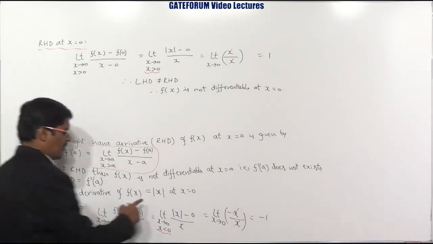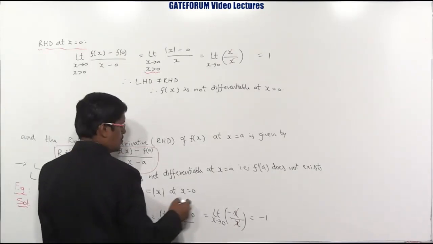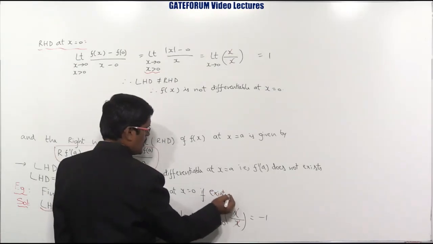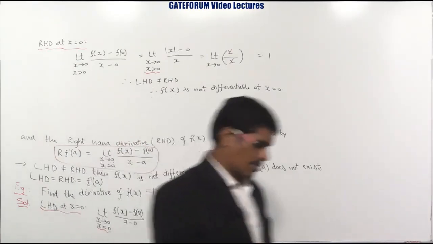So here the question is: find the derivative of f of x is equal to mod x at x equal to 0, if it exists. You can add the words 'if exist' in the question. Copy it.